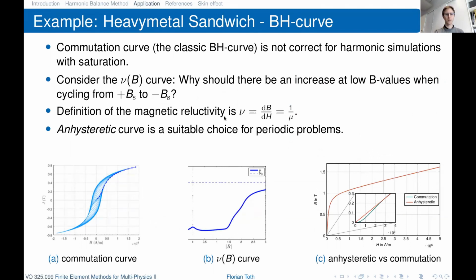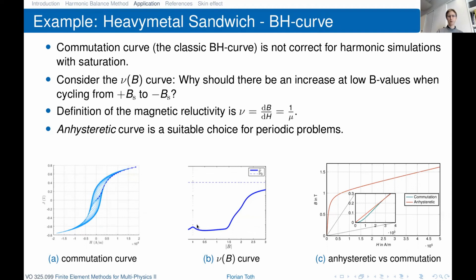The classical material curve to use is the so-called commutation curve. So when you do a measurement with an alternating current and you increase the field strength, you actually obtain a set of hysteresis loops, which you usually then approximate with the commutation curve, which connects all the turning points of these loops.